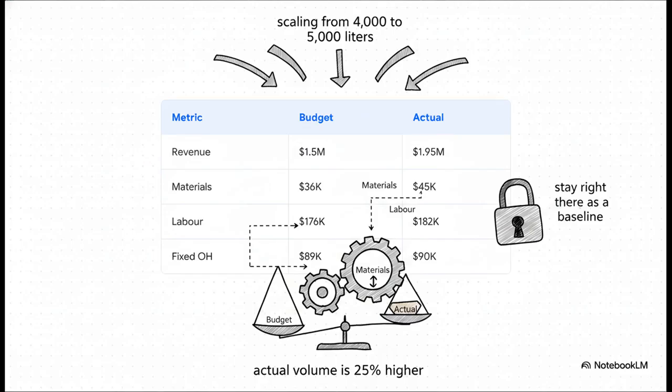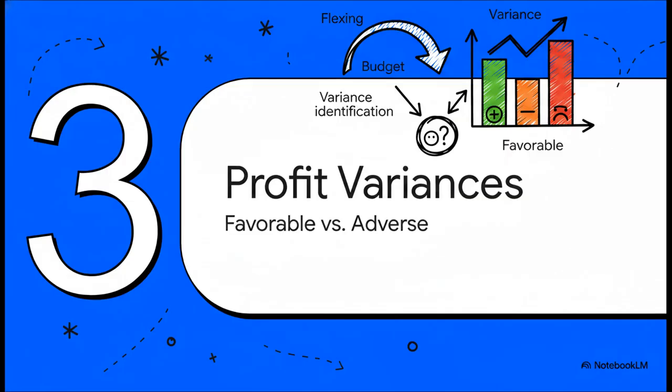Say your original budget was built for 4,000 liters, but you actually produced 5,000 liters. Your actual volume is 25% higher, so we absolutely have to flex those variable allowances. Take direct materials. The original $36,000 expectation has to be flexed up to a new baseline of $45,000. But look closely at the fixed overheads. They were budgeted at $89,000 and they stay right there as the baseline. They do not scale.